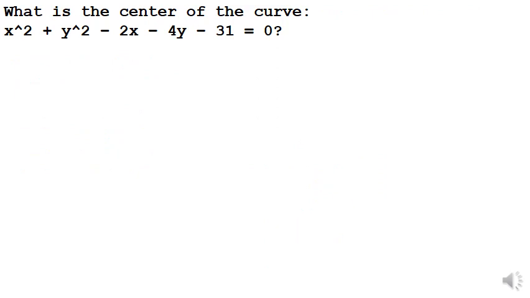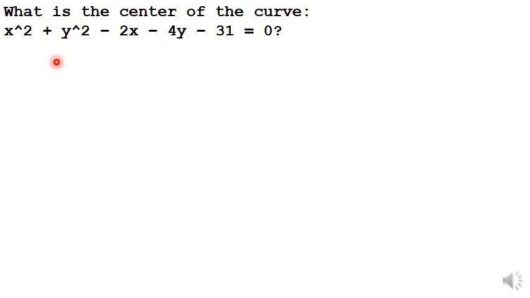What is the center of the curve x squared plus y squared minus 2x minus 4y minus 31 equal to 0? In order to determine the coordinates of the center of our circle, because the curve is a circle, how can we identify that the curve is a circle in the first place? We identify that the coefficients of x squared and y squared are the same, in this case 1 and 1. They must have the same sign. If it is negative, it must also be negative.